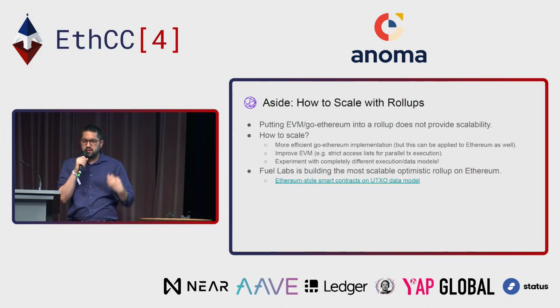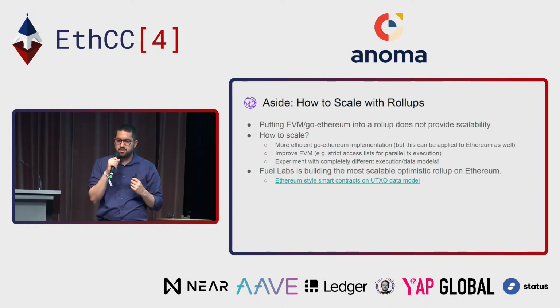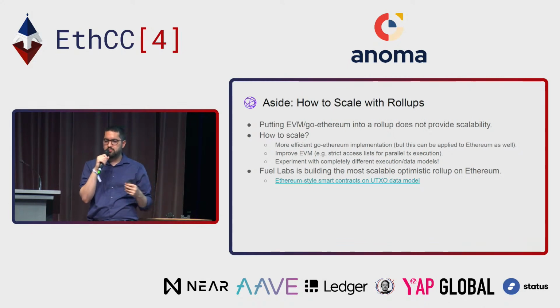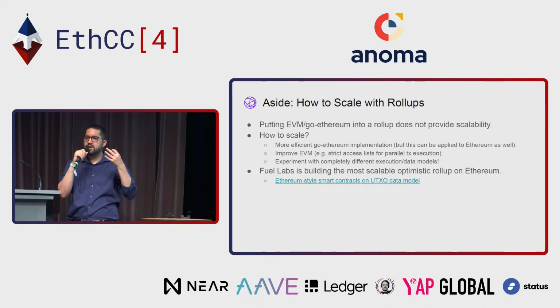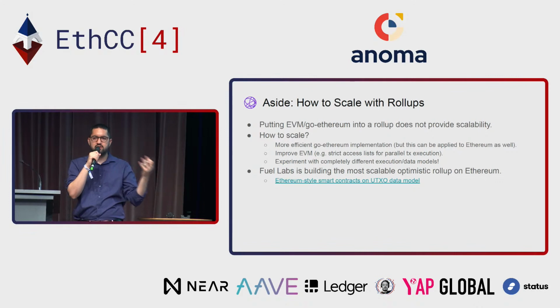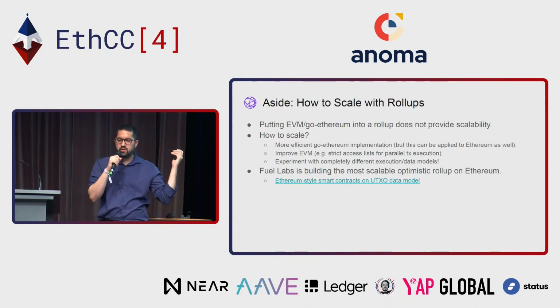So how would we scale with rollups? Well, the sharding route that I talked about earlier, which is you run multiple of them in parallel, but you could also have a fundamentally more efficient, fundamentally more scalable virtual machine. And this is what Fuel Labs is building.